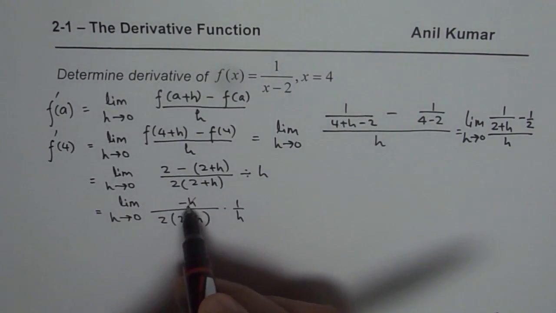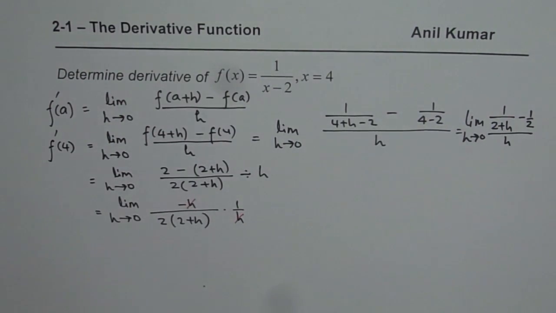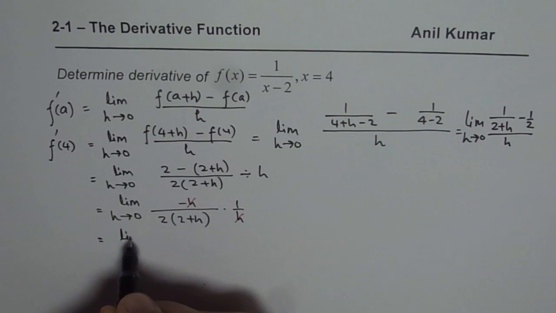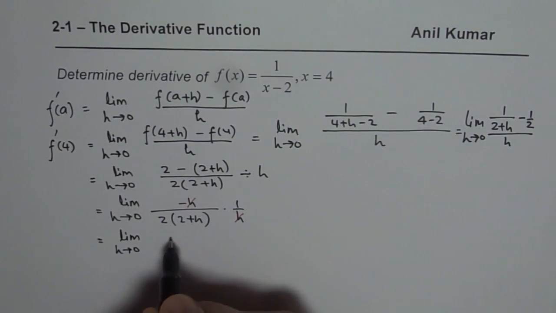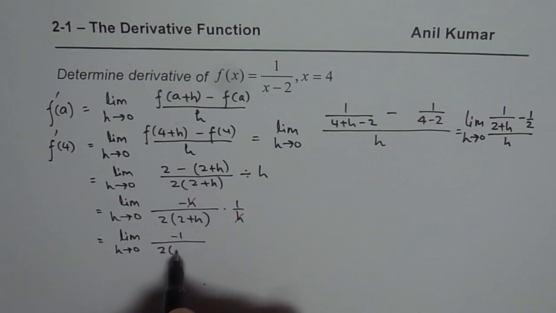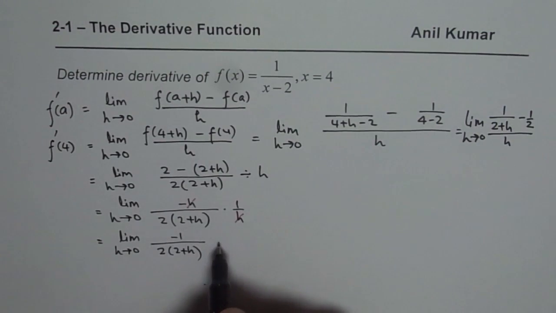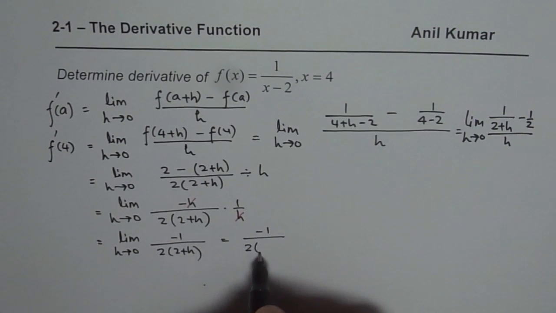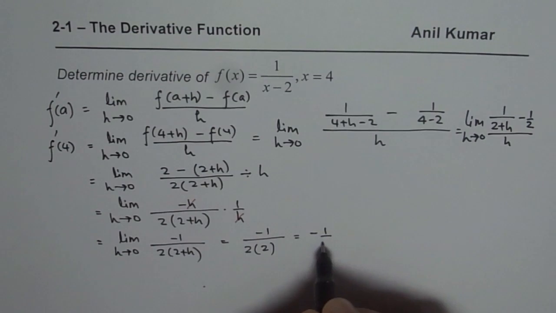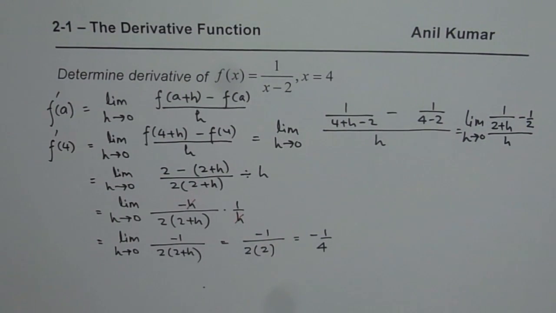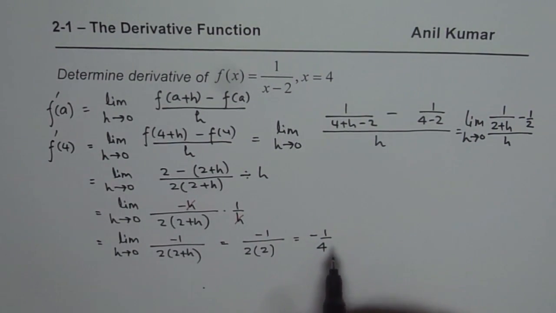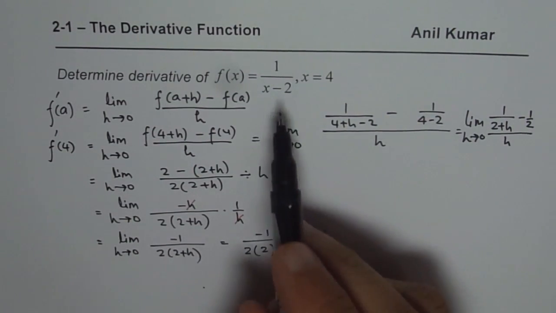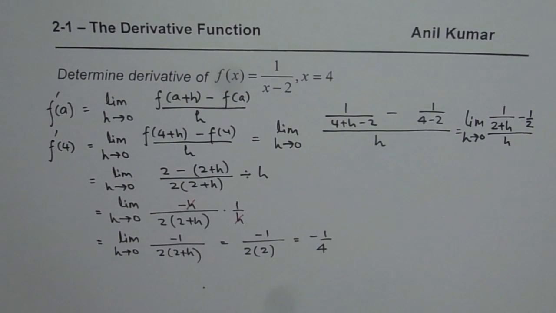Okay, now we can cancel these. So we'll get minus 1 in the numerator. So we get the limit as h approaches 0 of minus 1 over 2 times 2 plus h. Once we get rid of h, we can substitute 0 for h, and we get minus 1 over 2 times 2, which is minus 1 over 4, right? So that is how you're going to get your answer. I hope that is helpful, and it explains how to find the derivative for a reciprocal, transformed, or rational function at a given point.